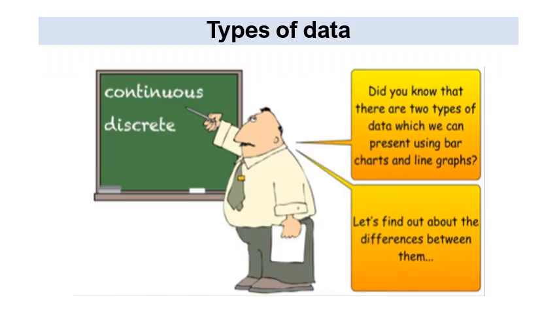Now, there are different types of data. The two words on the board are continuous and discrete. My turn, continuous. Your turn. My turn, discrete. Your turn. So we can use continuous and discrete data when presenting information on bar charts and line graphs. Next, we're going to find out the difference between them.